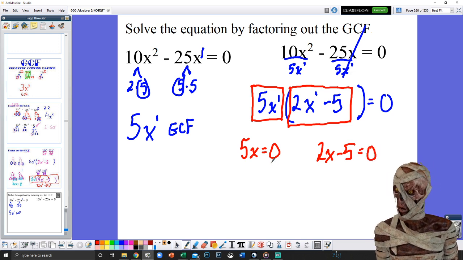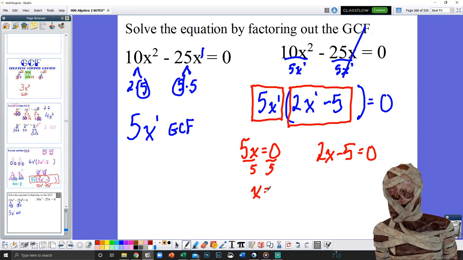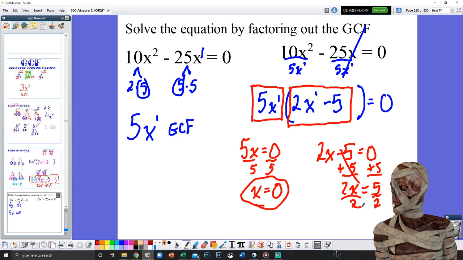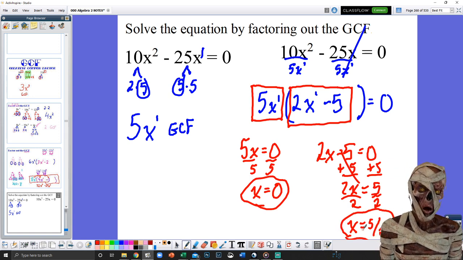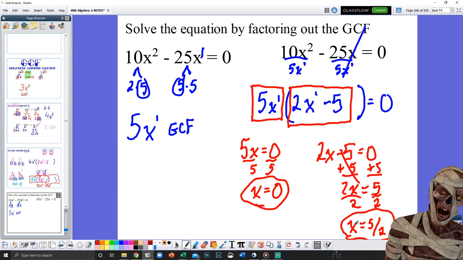Then simply solve each one. So here I have to divide by 5 because 5 is touching the x. 0 divided by 5 is 0. Then over here I'm going to add 5 to both sides and divide by 2. And that's all there is to that one. Sorry about that. 5 over 2 is the other answer. And that's all there is to it.